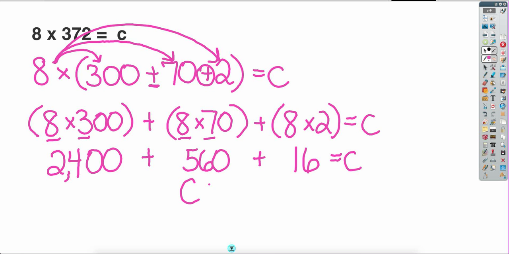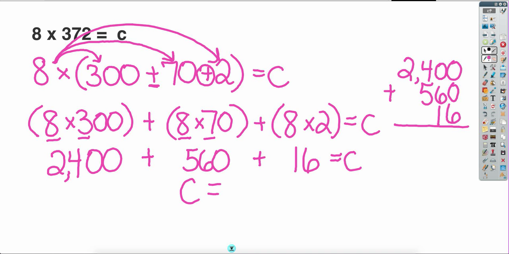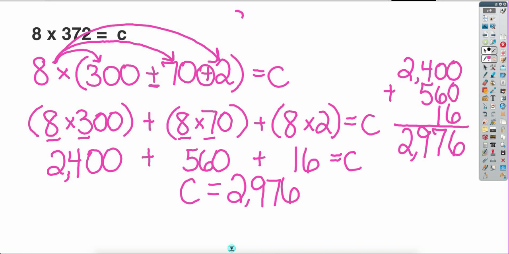In order to find the value of C, my last step is to add the partial products together. So I'm going to add 2,400, 560, and 16, making sure when you add, you line up your place values properly. So the product is 2,976. So 8 times 372 equals 2,976.